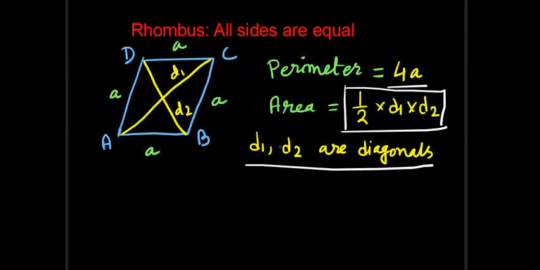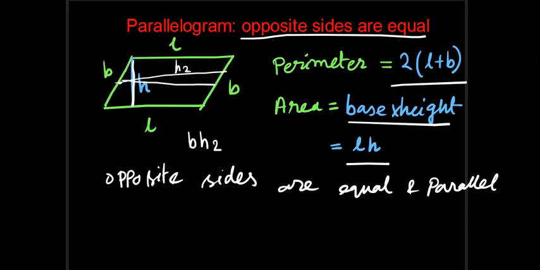Now after that there is rhombus. In a rhombus all sides are equal. So let all sides of the rhombus be A. So perimeter will be 4A. And area of the rhombus is half into product of the diagonals. So D1, D2 are the diagonals. So area is half into D1 into D2. A specific rhombus is a square where all the angles become 90 degree. And a specific parallelogram is a rectangle where all the angles become 90 degree.